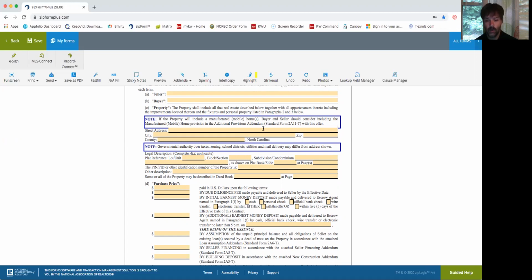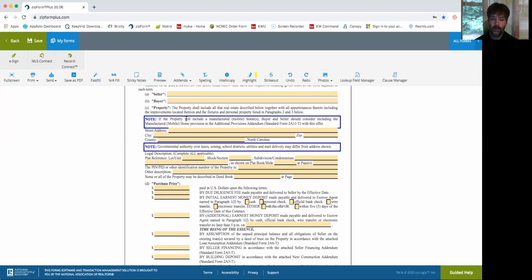If it's to be built or not quite going yet, you probably want to do that new construction offer to purchase. That's going to address a lot of different things and make sure that our finished product looks like what we're going under contract for. So there are different offers to purchase. This one will work most of the time.